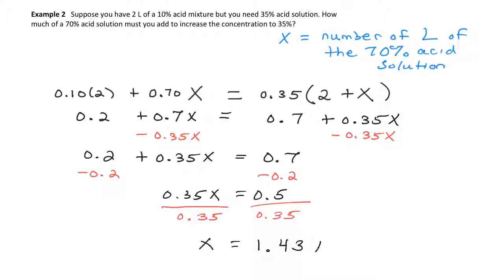So that's liters. What this answer means is, if I started with 2 liters of something that's 10% acid, and I wanted to go up to 35%, you would have to pour in approximately 1.43 liters of this other solution to accomplish that goal. So obviously the more precise you want it to be, the more decimals you would add to the end of this answer, but I think this is good enough for example 2, and that's it.